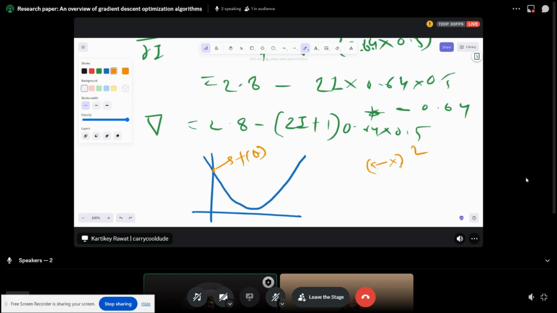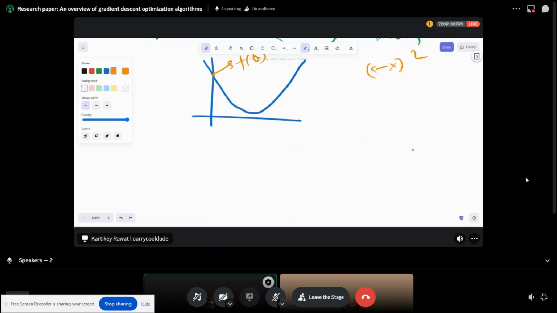This is the major thing that we are doing, this is the major part of gradient descent. Now let's understand it in a better way. Let me go back to the paper part of it for now. Cool. Give me a moment.